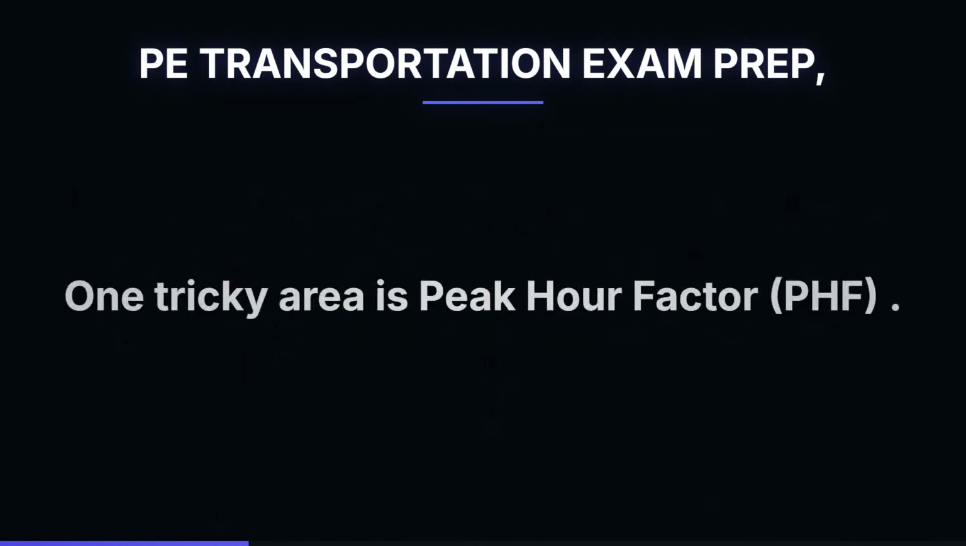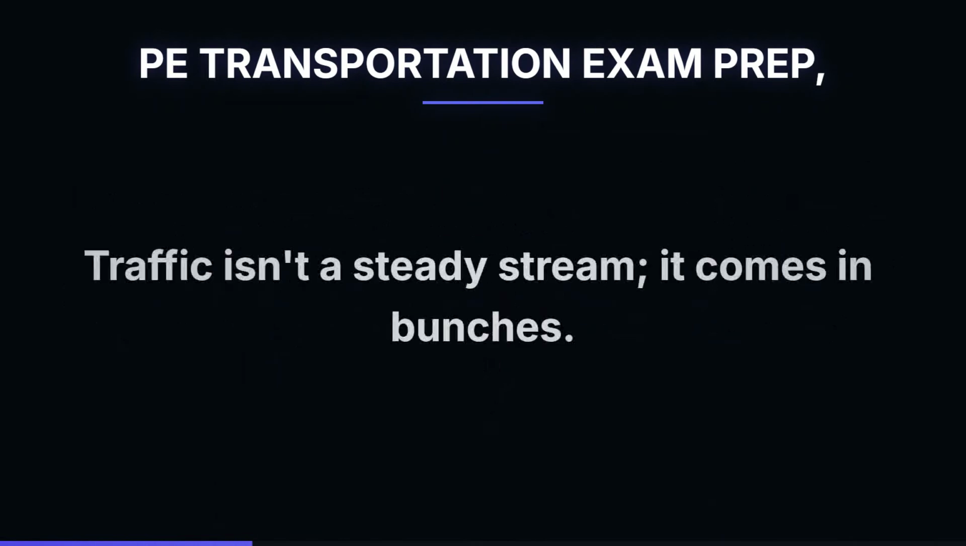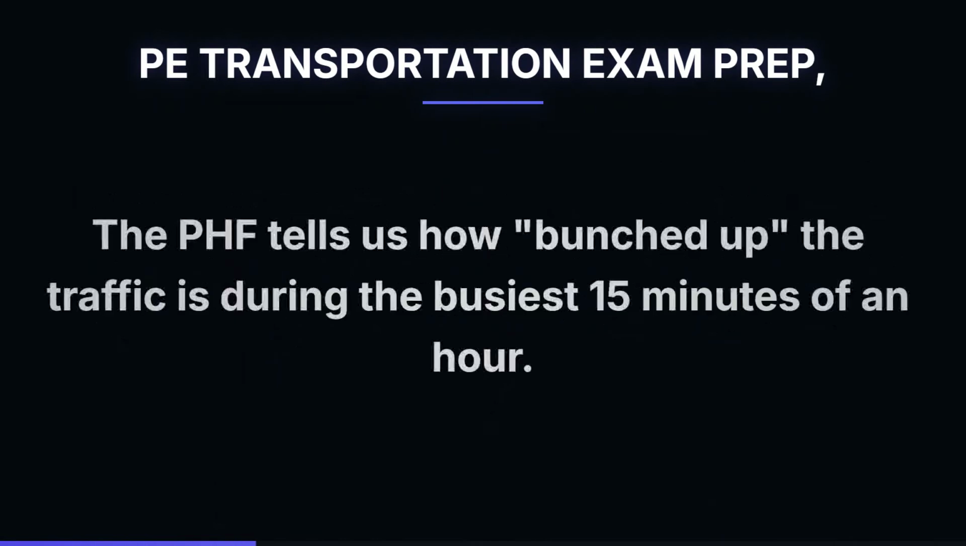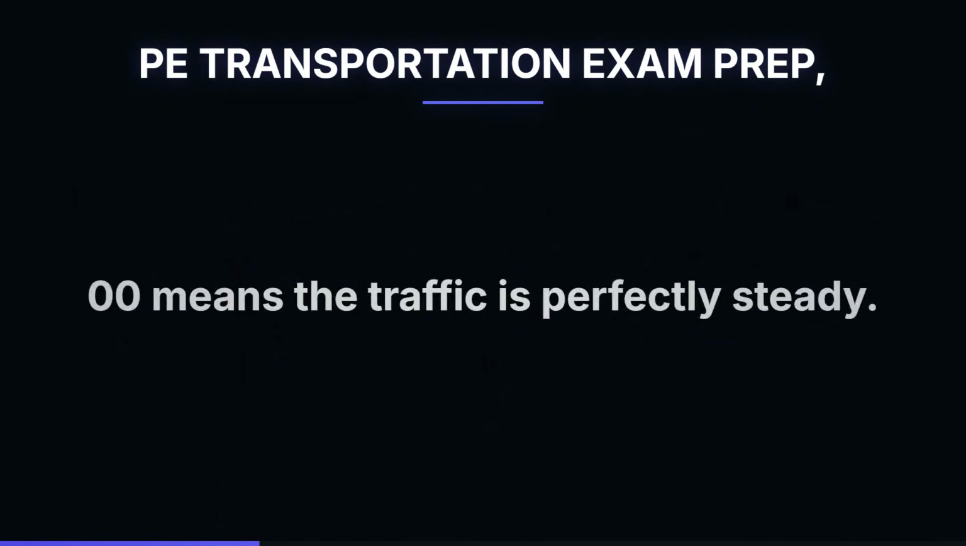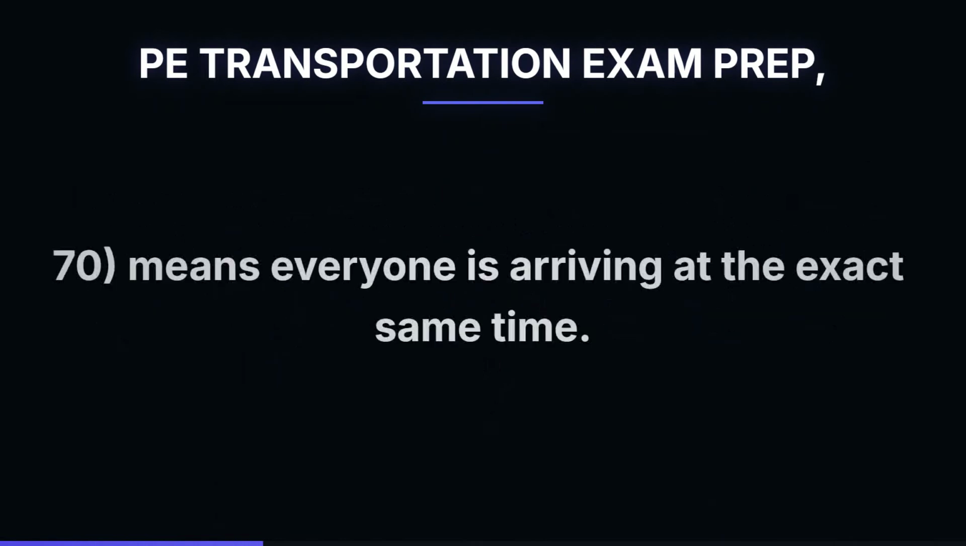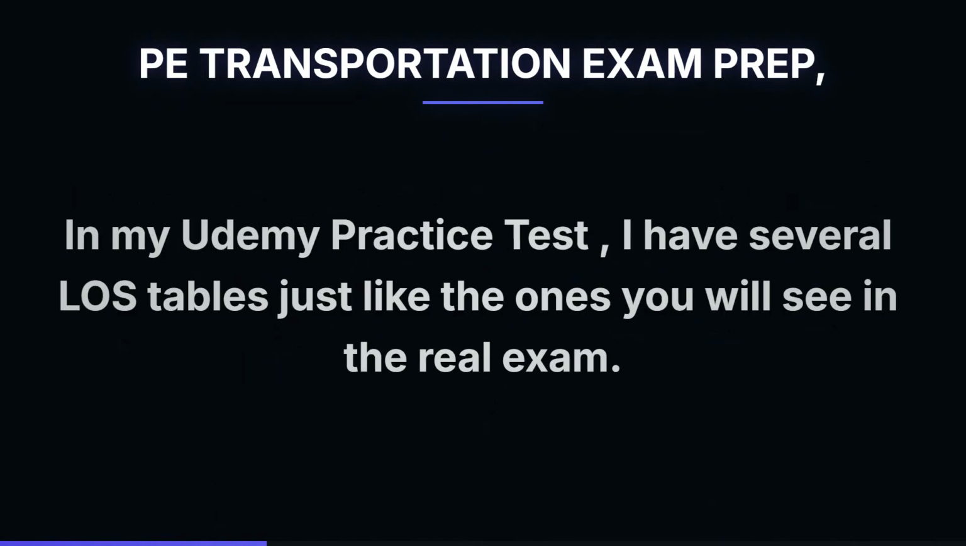One tricky area is peak hour factor, PHF. Traffic isn't a steady stream. It comes in bunches. The PHF tells us how bunched up the traffic is during the busiest 15 minutes of an hour. 1.00 means the traffic is perfectly steady. 0.70 means everyone is arriving at the exact same time.